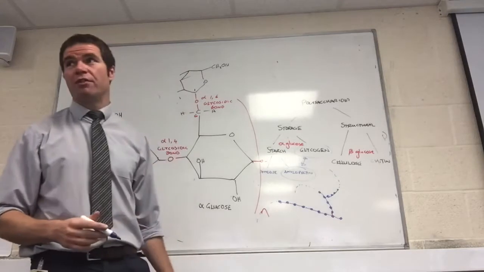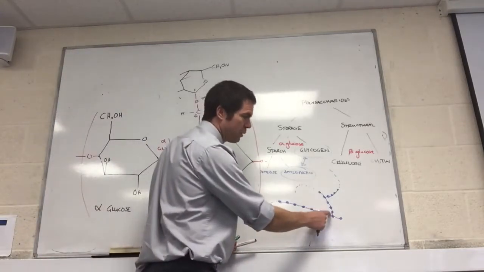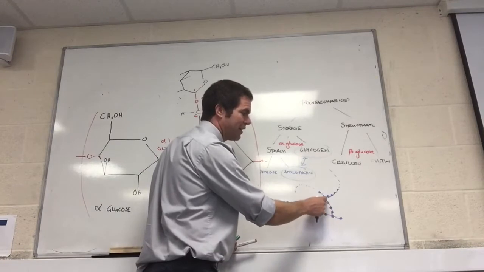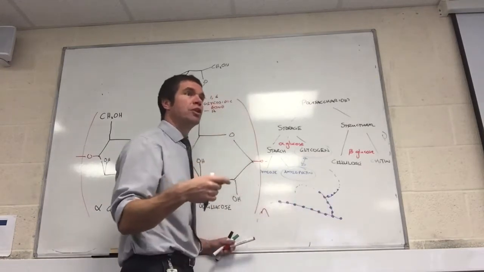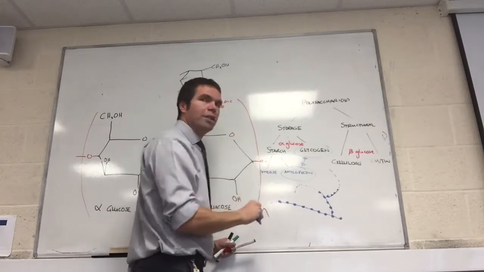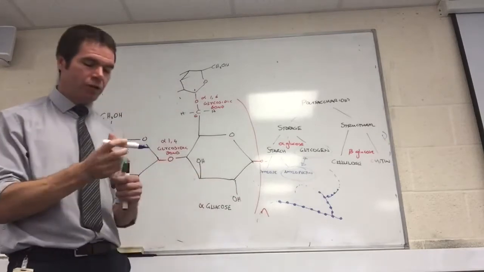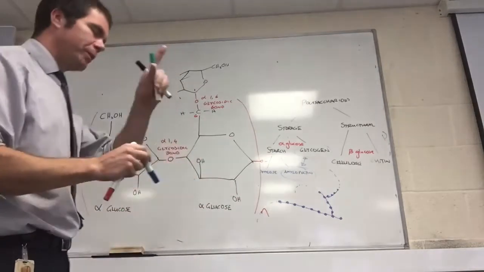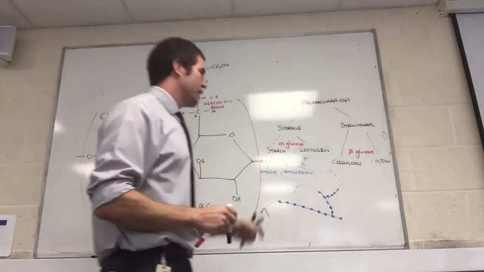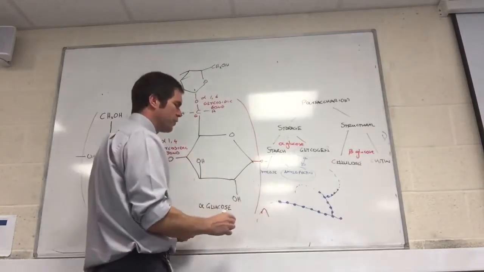The reason I stress that, I've said it a few times, is I've seen people state this has been a 1,6 bond, and this, and this, and this, because it's part of the branch. No, it's the point of branching, which is where we see a 1,6 bond. Okay, so we're seeing 1,4 and 1,6 bonds in both amylopectin and in glycogen. Properties of storage polysaccharides, last thing.